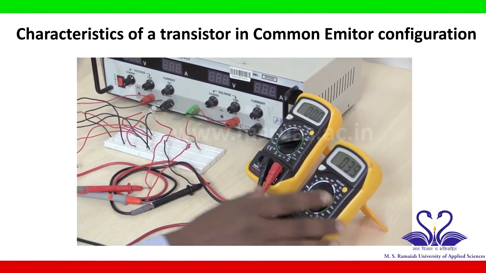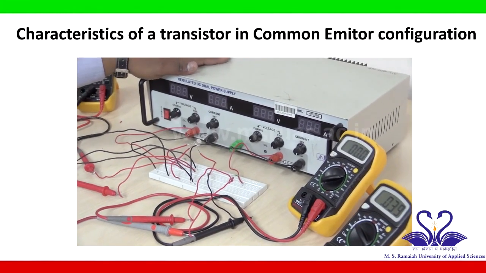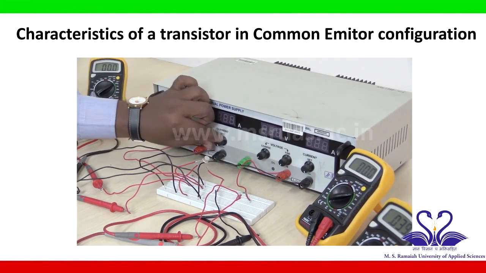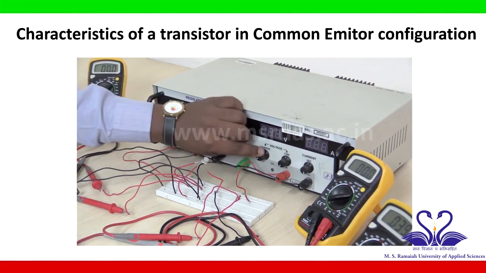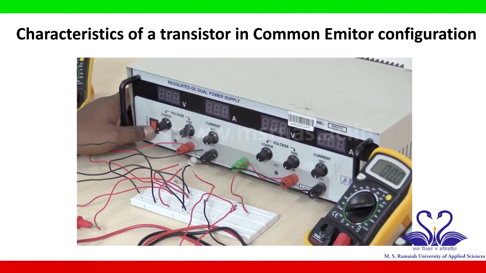1 volt. So to set this as 1 volt, we have to turn on the DC power supply. Before turning on the DC power supply, make voltage to a minimum value and current set to a maximum value for both voltage sources. Then turn on the DC dual power supply.